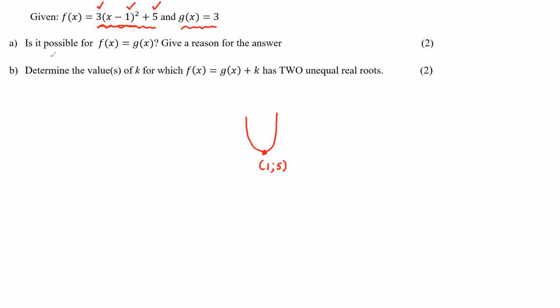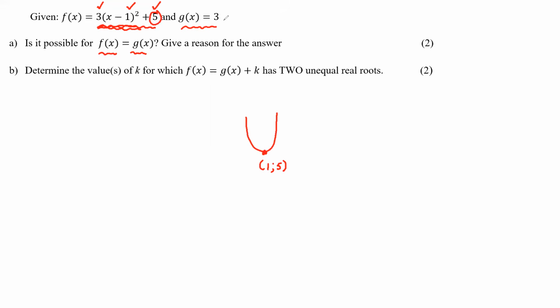The question says, as we begin, is it possible for f of x to be equal to g of x? It says, give a reason for your answer. Is it possible? The answer is no. These graphs cannot intersect. The minimum value of this graph is 5. So these graphs cannot intersect.